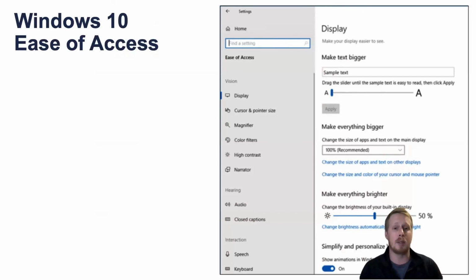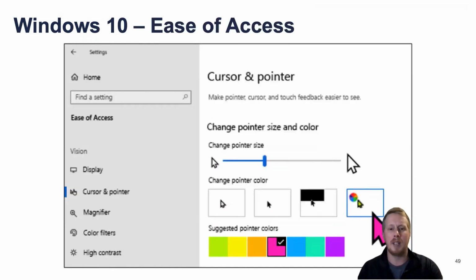Windows 10 has similar features, which is called ease of access, and that has a ton of accessibility features as well, where you can change how big text appears, color contrast, color filters, even changing the cursor and pointer sizes can be really useful, especially if you're like me and you sometimes have a hard time tracking down your cursor. That can be a really useful feature too.